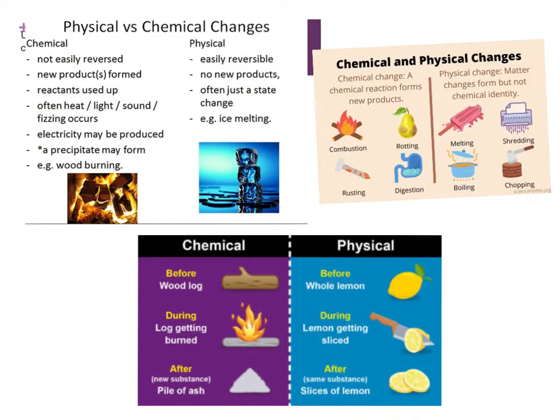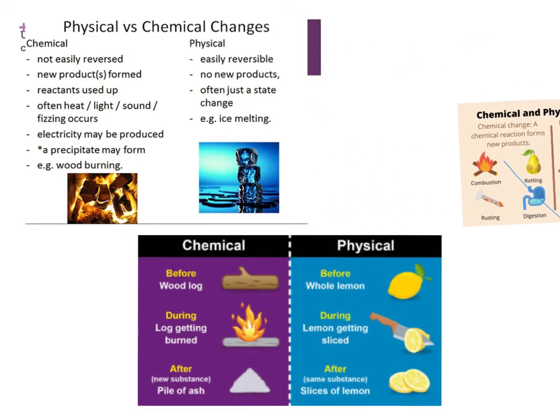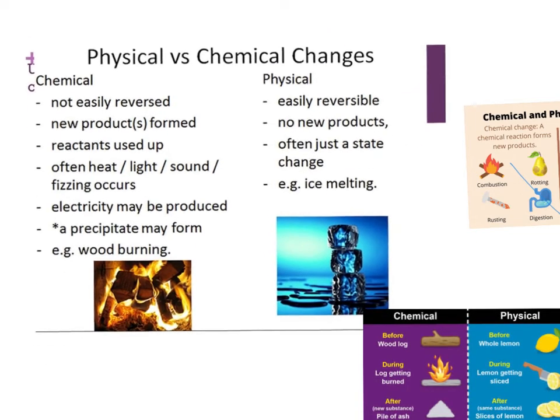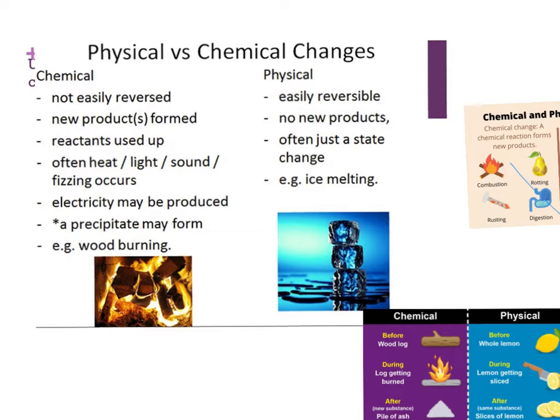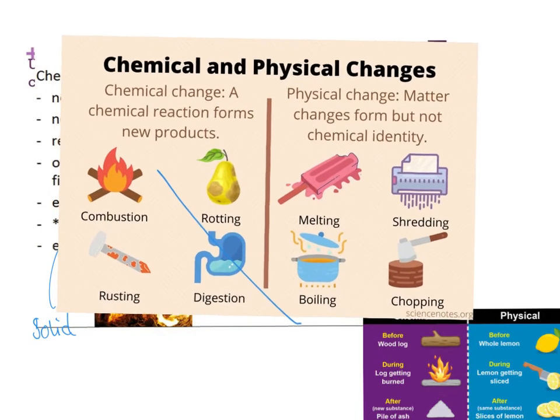So let's look at this in a little bit more detail. Physical and chemical changes. Here's some examples. You might want to note these down. Chemical changes are not easily reversed. A new product can be formed. The reactants are often used up. Often you see heat, light, sound, or fizzing occurring. Electricity may be produced. A precipitate, which is like a solid being given off. However, physical changes are easily reversible, with no new products, often just a change of state, e.g. ice melting. So we'll look at a couple of examples.